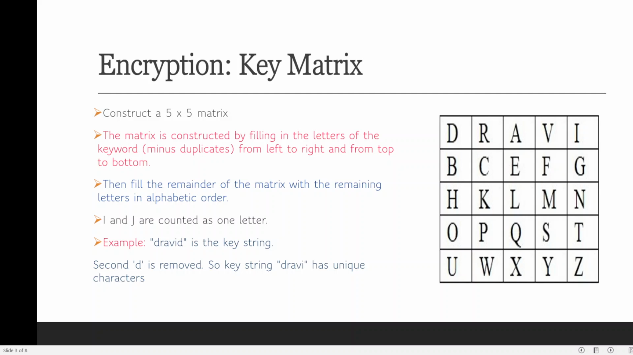For example, if you have the keyword rabbit, first we will be filling that matrix with rabbit, DRAVI, and the last character D is repetitive, so we are omitting it. And then the remaining matrix is filled with the remaining alphabets which are not found in the key.